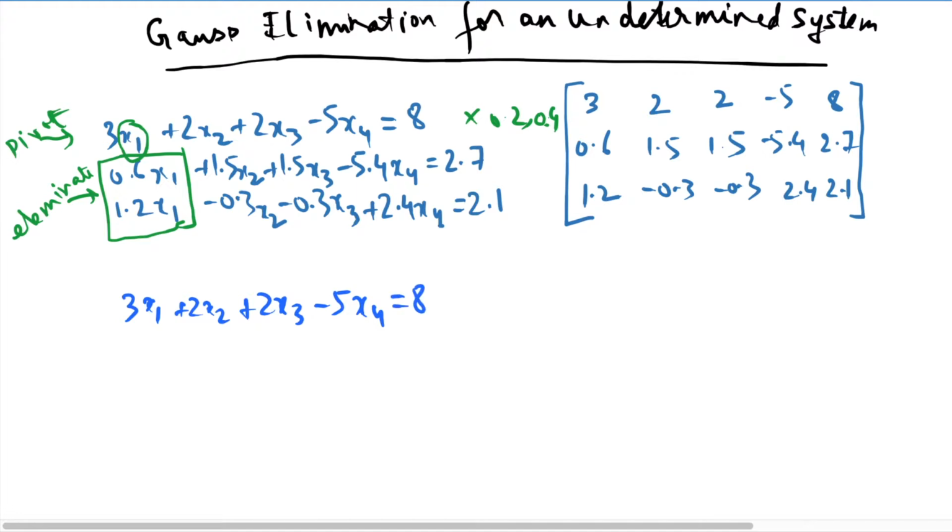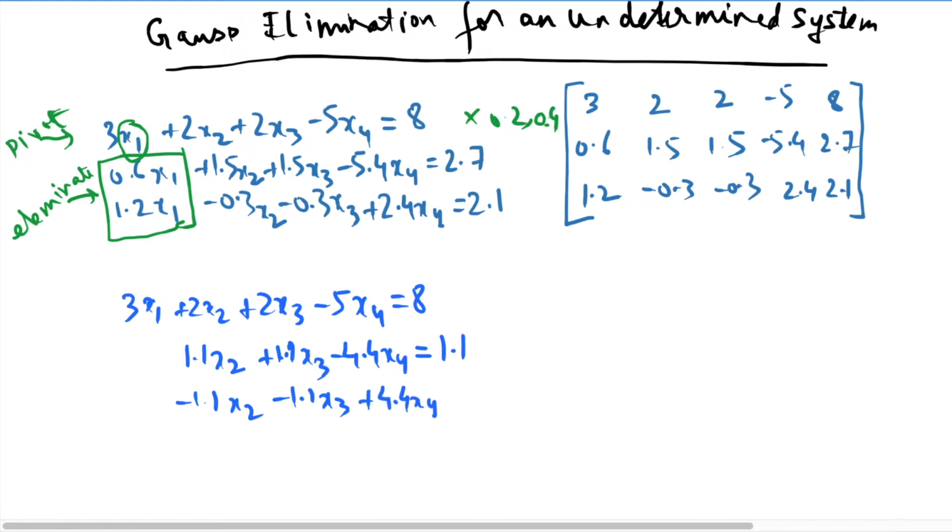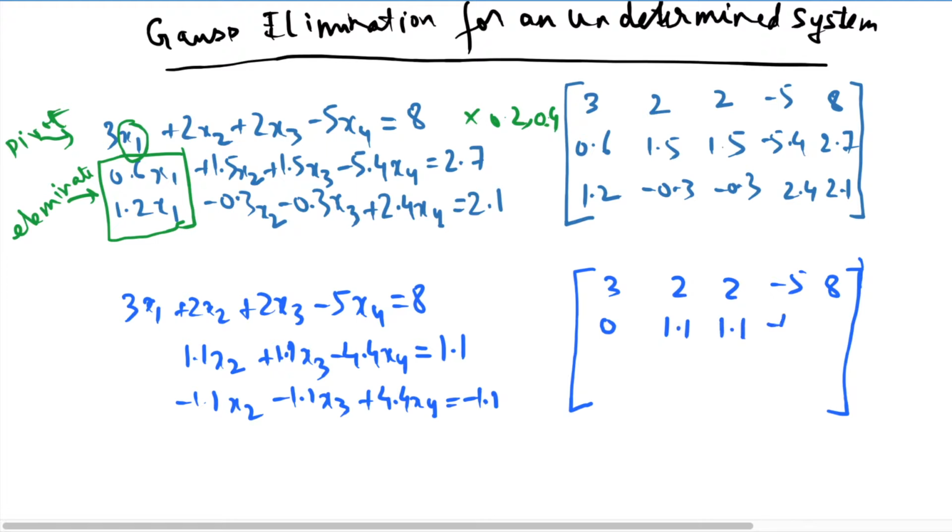With all the x1s gone, you are left with 1.1 x2 plus 1.1 x3 minus 4.4 x4 is equal to 1.1, and minus 1.1 x2 minus 1.1 x3 plus 4.4 x4 is equal to minus 1.1, and the corresponding augmented matrix will be 3, 2, 2, minus 5, 8, and the next row will be 0 now, and 1.1, 1.1, minus 4.4 and 1.1, and again the third row will be 0, minus 1.1, minus 1.1, and 4.4 and minus 1.1.